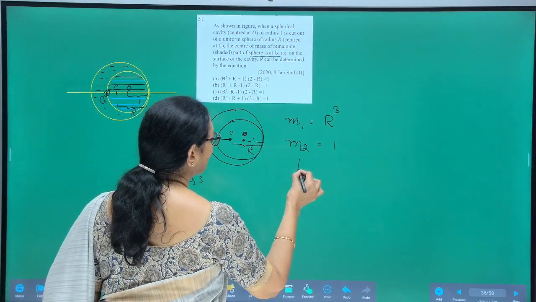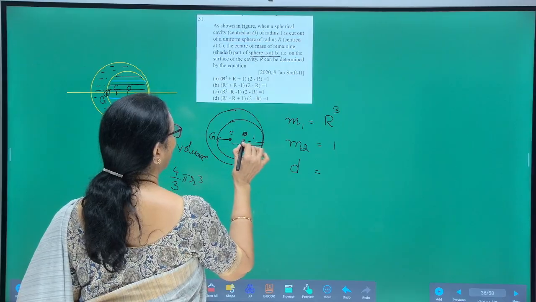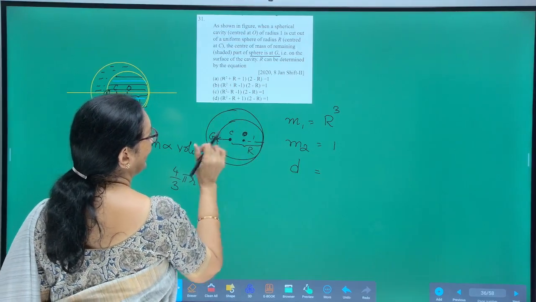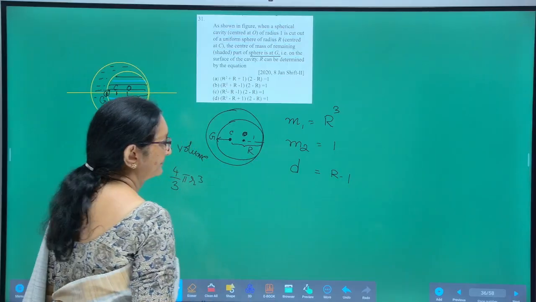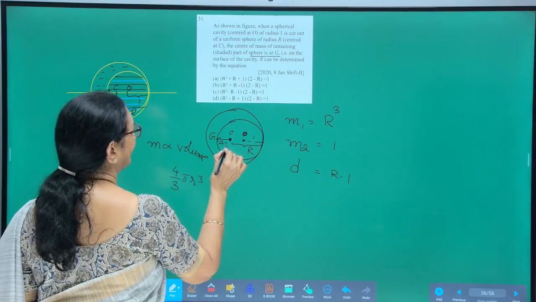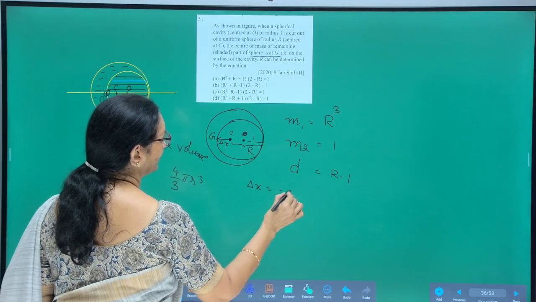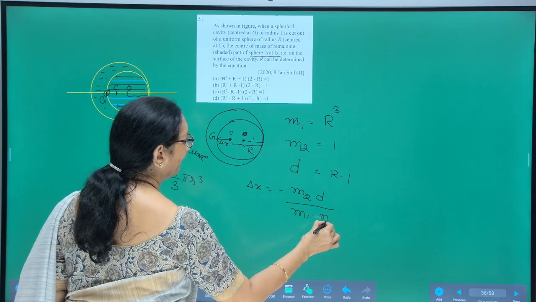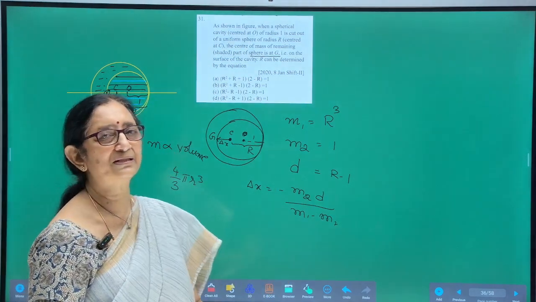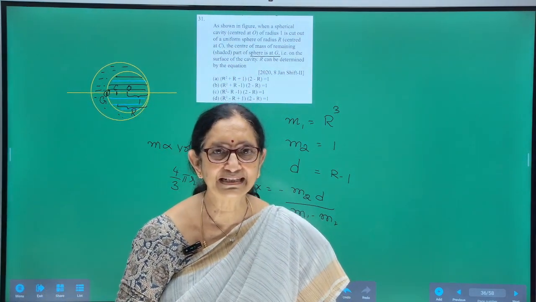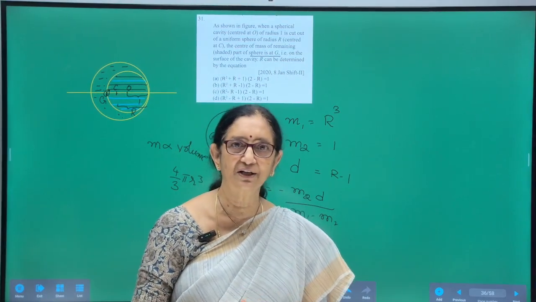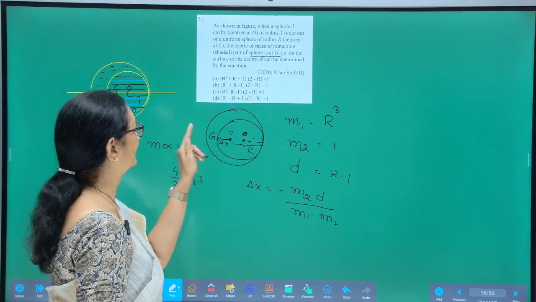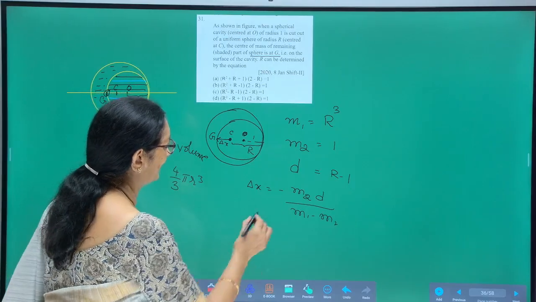Now the distance of the center of mass of the cavity from the center of mass of the original sphere is R minus 1. Then the shift in center of mass, delta x, is equal to, we know the formula, minus m2 d by m1 minus m2. That negative sign merely indicates the shift in center of mass is in a direction opposite to the removed part. As the part is removed here, it shifts away. Just that negative sign indicates the direction.